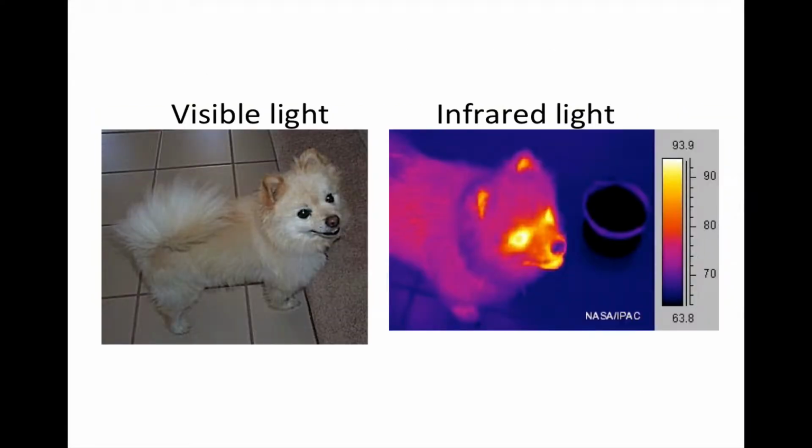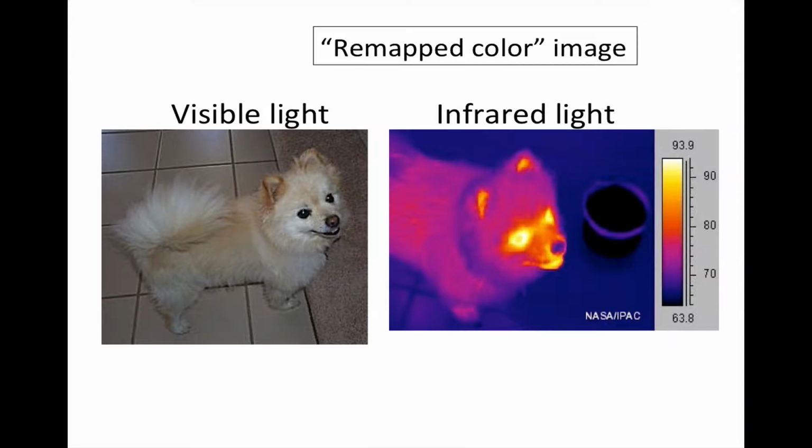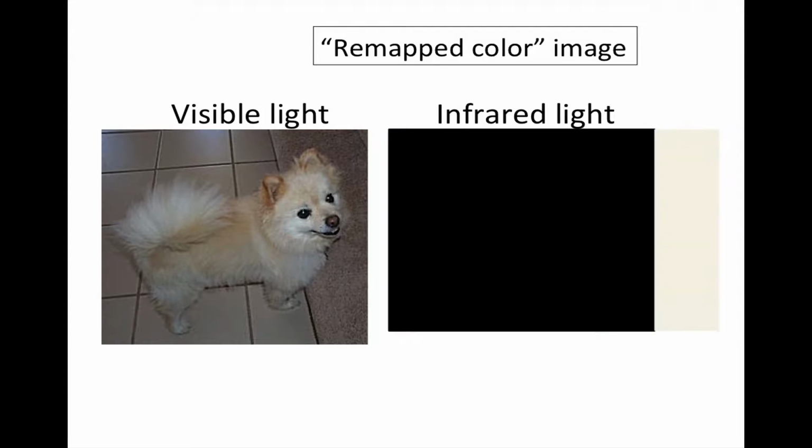So here I have the same little dog. On the left, there's a picture in visible light, or optical. And on the right, it's in infrared light. There's two really important things to notice. One is that this is a remapped color image. I have taken the wavelengths of infrared light and translated them into optical light, because you can see optical light, but you can't see infrared. If I'd just given you an infrared picture, your eyes can't see infrared, and that would be pretty boring.